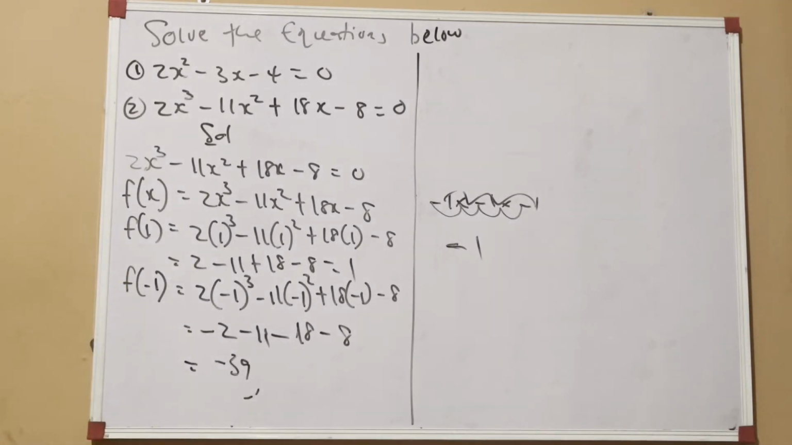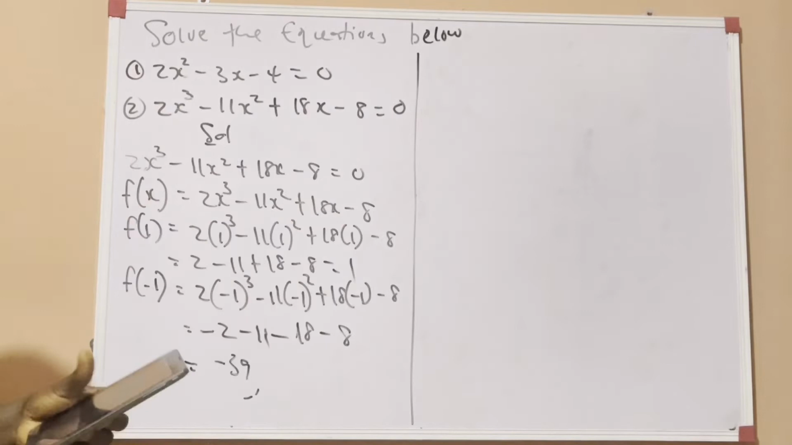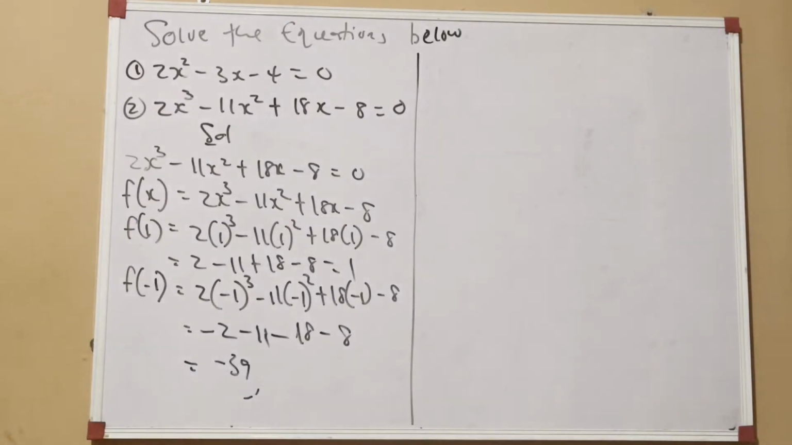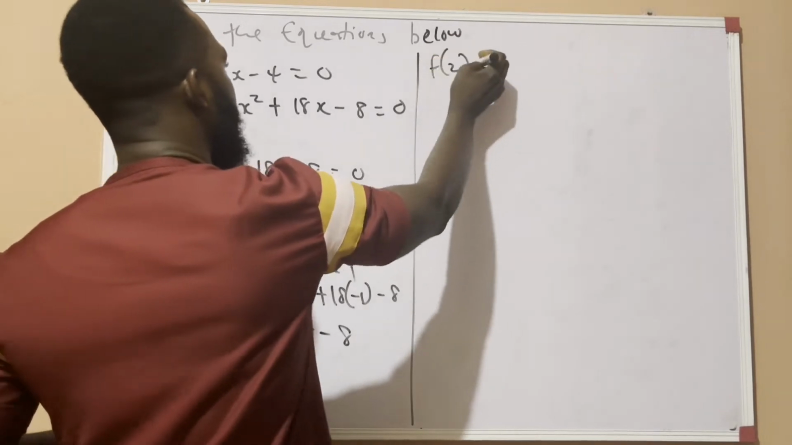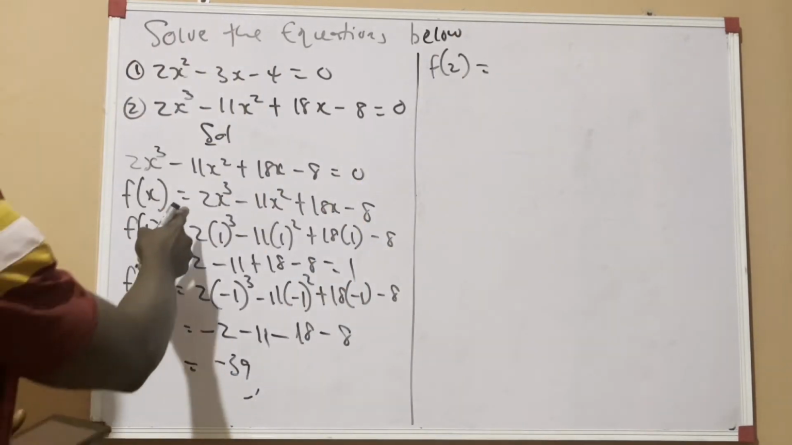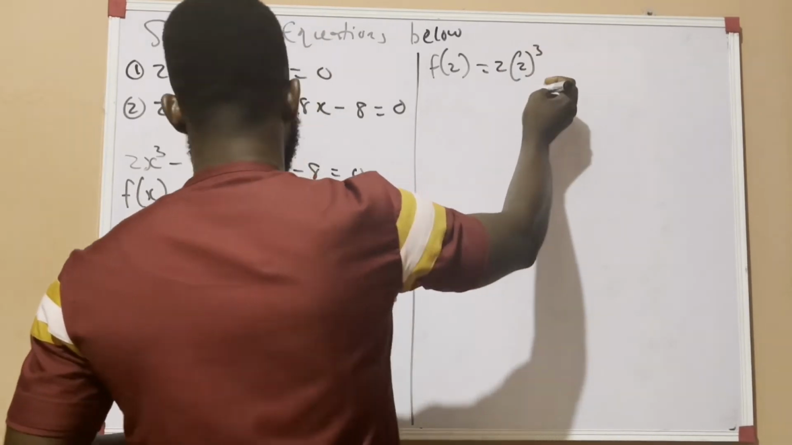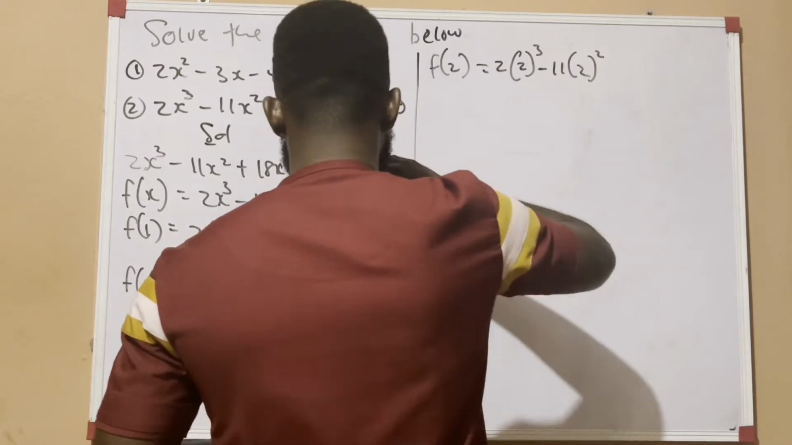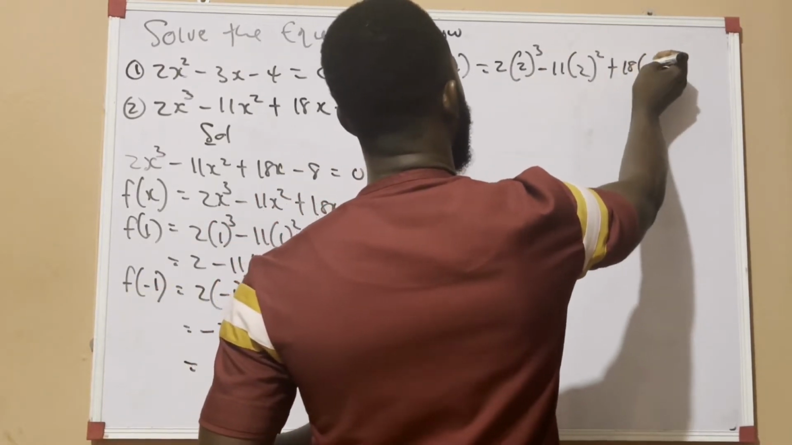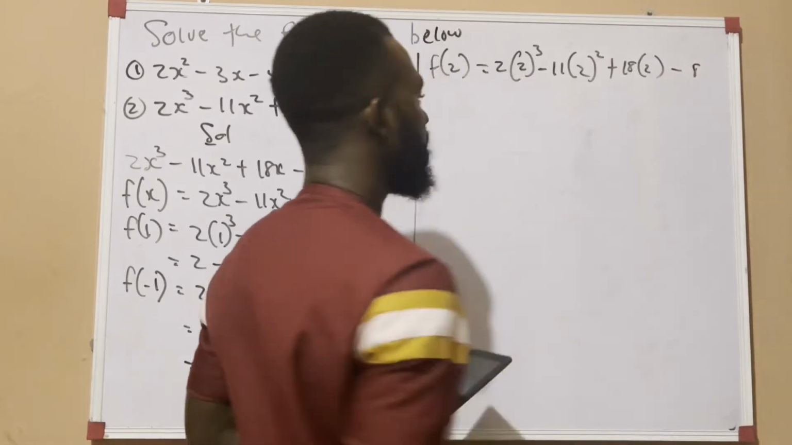We have to keep on trying, okay? Otherwise, there is no way you can just say an exact value, and then you make it 0. So when x is 2, we're going to be having f of 2 is equal to 2 into the bracket of 2 raised to the power 3, minus 11 into the bracket of 2 raised to the power 2, plus 18 into the bracket of 2, minus 8. Okay, let's see what we're going to have.